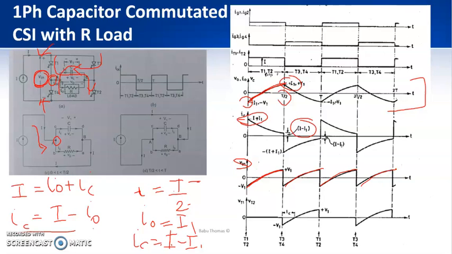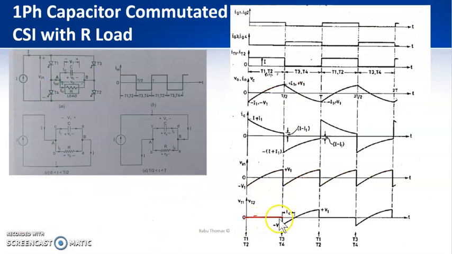Next is thyristor voltage VT1 and VT2. T1 and T2 are conducting from which instant? From this instant it starts conducting. From 0 to T by 2, the thyristors T1 and T2 are conducting, and therefore the voltage across the device is 0. And I am commutating the thyristors T1 and T2 at the instant of T by 2. So this voltage of minus V1 will be appearing across the thyristors T1 and T2 at T by 2.